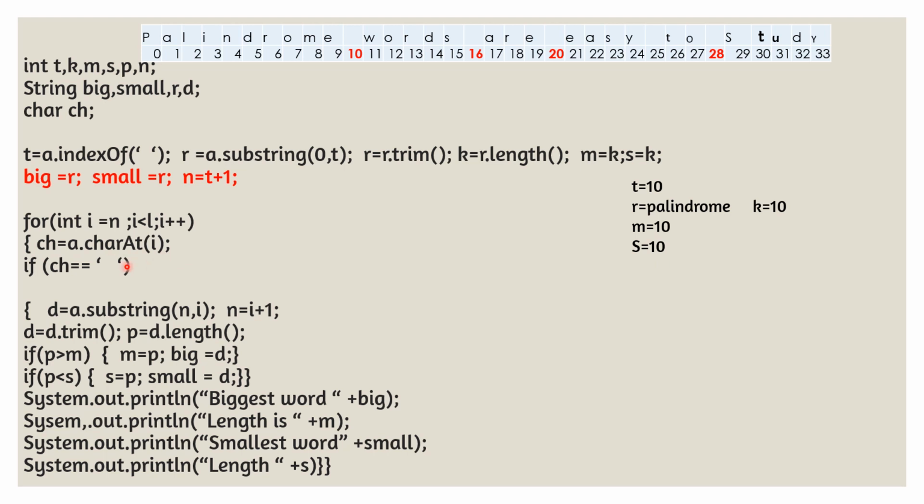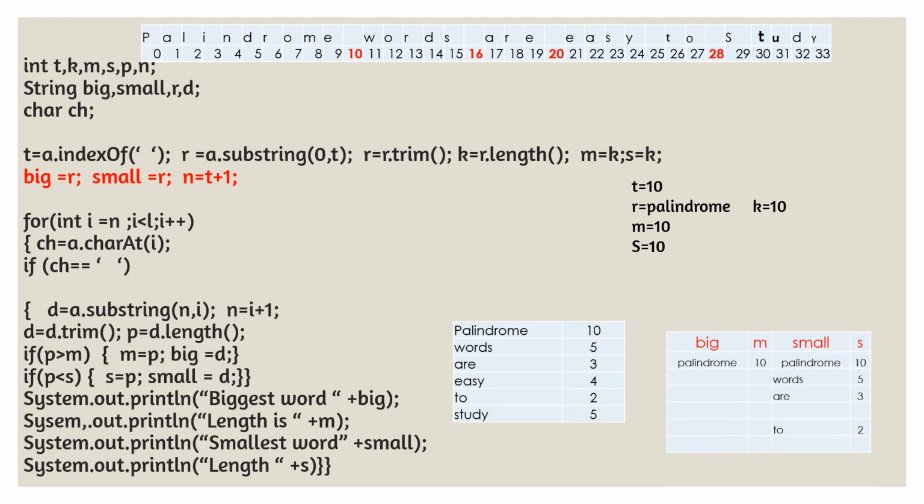ch is equal to the character at i, and whenever a space comes, we remove the word as already discussed. So the particular word in this case will come in the variable D. Here we can see in variable D the words will be coming, and then P is equal to D dot length. For example, the variable P here. In this case, the lengths of all the words will be stored. P is equal to D dot length, and now compare.